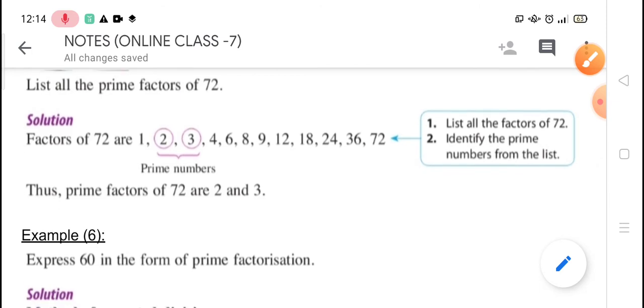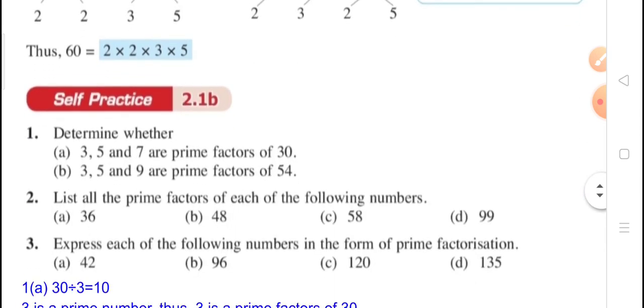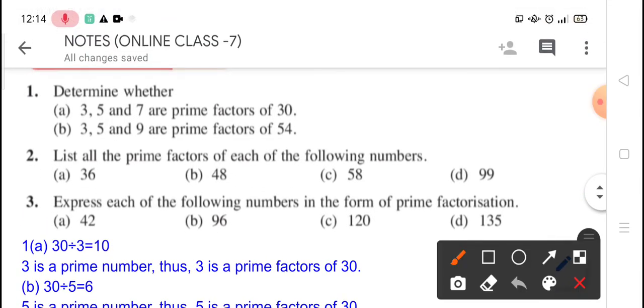Okay, we skip example 6 first. We continue our discussion with self-practice 2.1b. Okay, 2.1b, question 1. Determine what should you do? You perform division. Okay, so firstly, we divide 30 by 3. Yes, we can divide. And 3 also is a prime number. So we can say that 3 is a prime factor of 30.